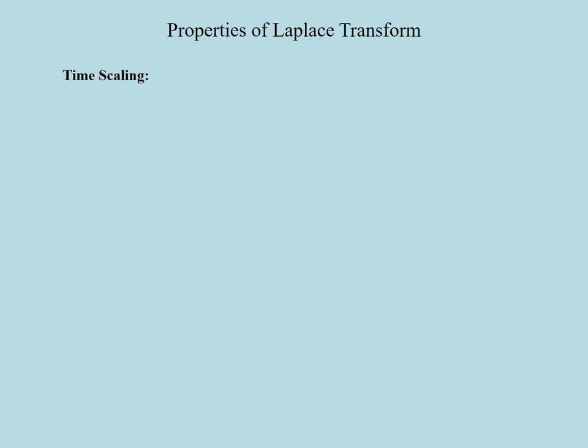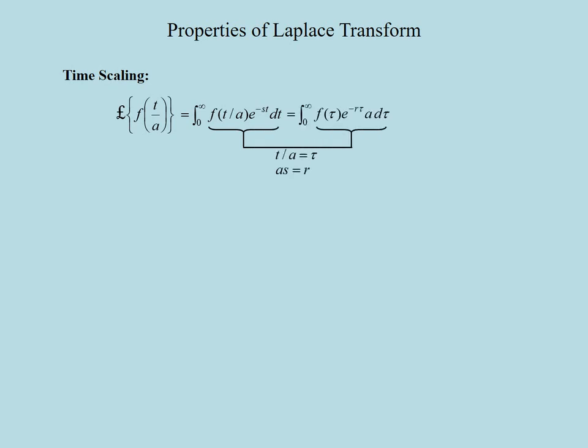We also have an interesting time scaling property of Laplace transform. Assume that we expand our time axis by a factor of a. This will be equivalent to replacing our time variable t by t over a. Let's try to obtain the Laplace transform of this time-scaled function. Again, we start by writing the Laplace integral for this function. We do a change of variables so as to denote t over a as tau. We shall also use the variable r wherever we have a times s.